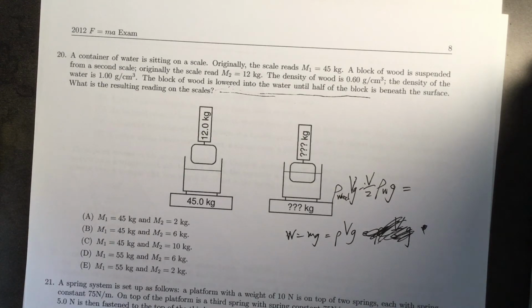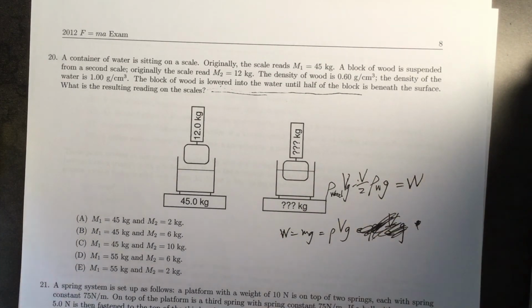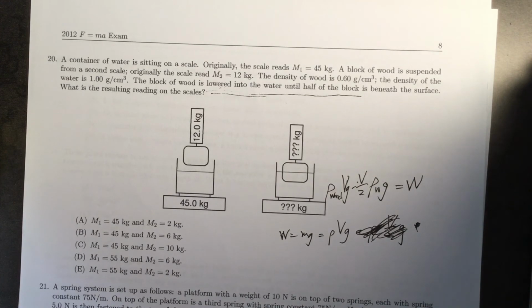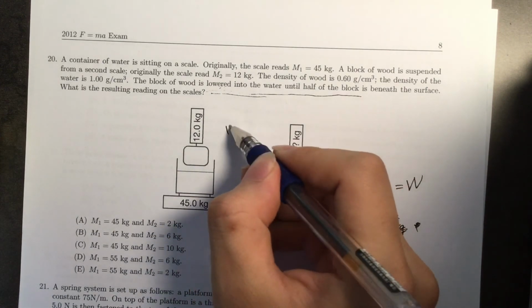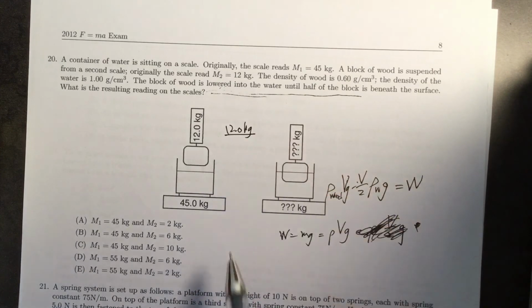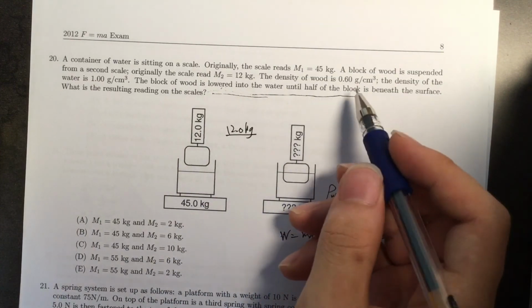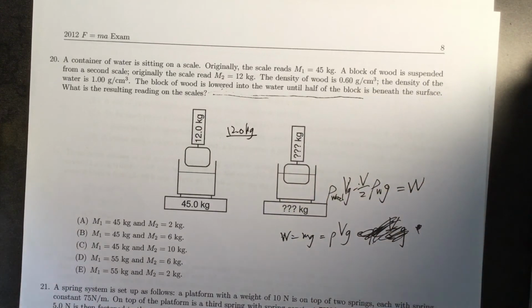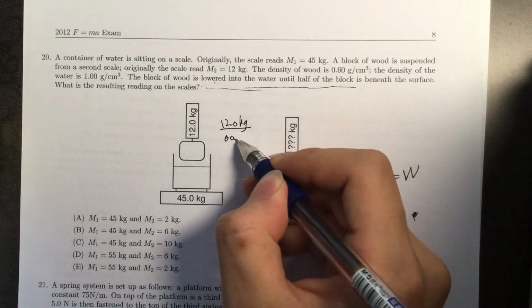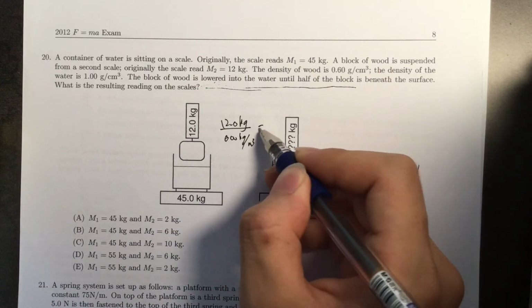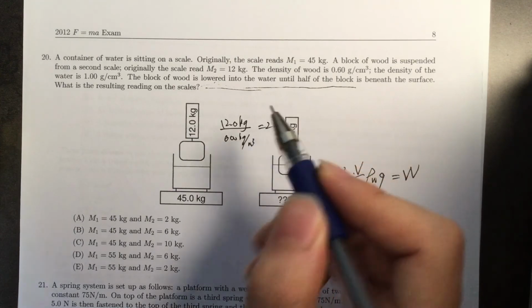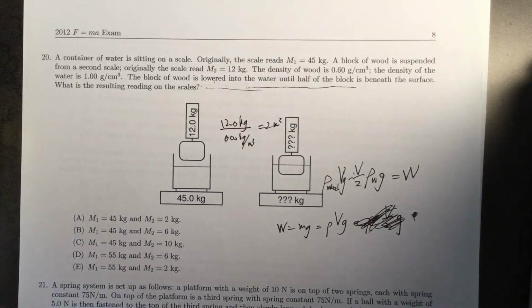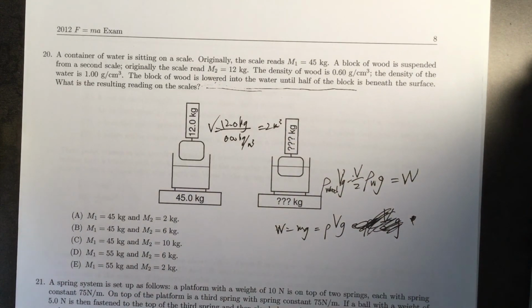And we don't know the volume yet. So this will be the final weight of the scale. We don't know the volume of the block. So first, we see here is 12.0 kg. You divide by the density of the wood in terms of kg. So let's see, 0.6 g per centimeter cubed is equal to 600 kg per meter cubed. So which is equal to 2 meters cubed. So that's the volume of the wood.